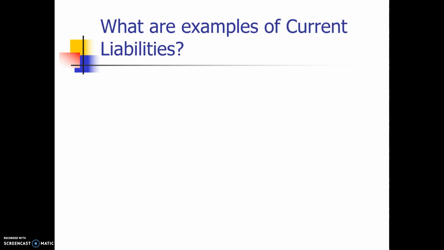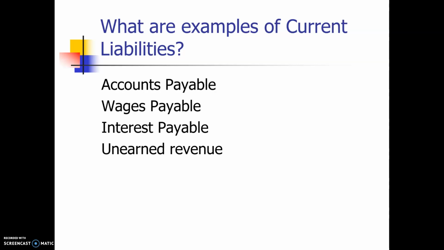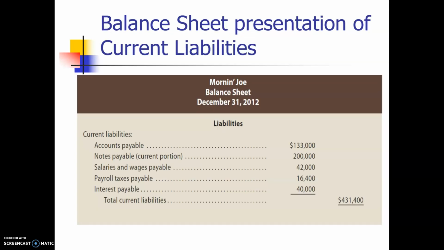All right. So now we want to talk about current liabilities, the ones that are going to be due within a year. And so some examples: accounts payable, wages payable, interest payable, unearned revenue. We talked about back in chapter 2 when a customer pays in advance for goods or services, we have unearned revenue. And so here we can see our current liabilities section.